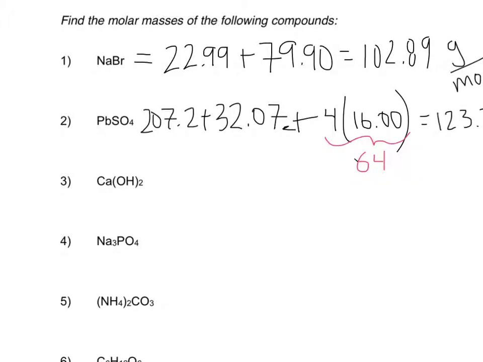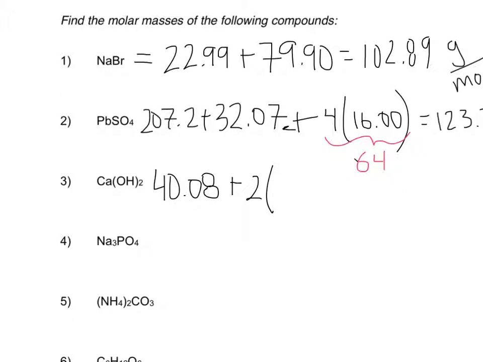Next example, number 3, calcium, and then the OH is called the hydroxide ion, and we have 2 of them. So it's going to be a calcium, 2 oxygens, plus 2 hydrogens. The periodic table says calcium is 40.08. Notice how I rounded there. So for calcium, 40.08 plus 2 oxygens.